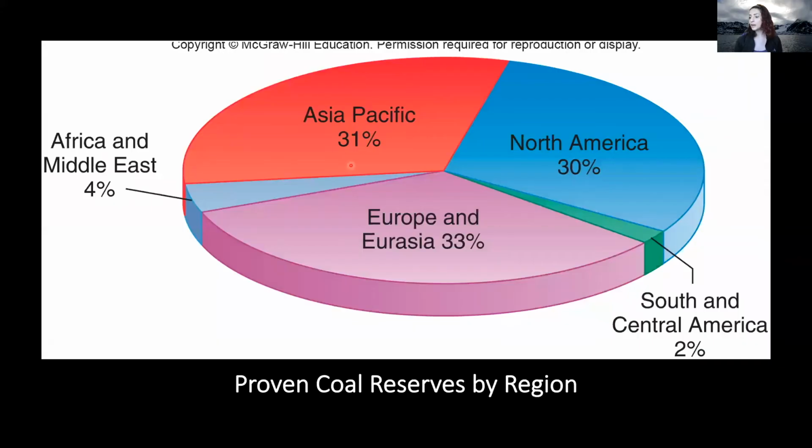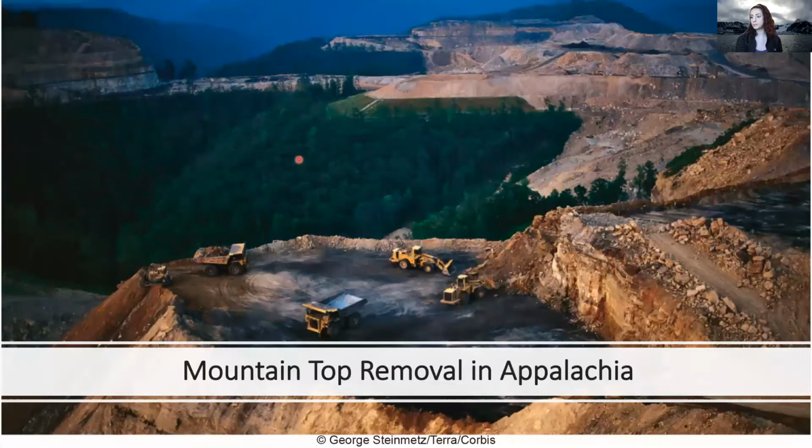So here's a breakdown of those proven coal reserves by region. Almost all of the world's coal is located in North America, Europe, and Asia. And here we have a little bit that is found in Africa and the Middle East, but really not that much. North America has a whole lot when we're talking about the proven coal reserves on a global scale.